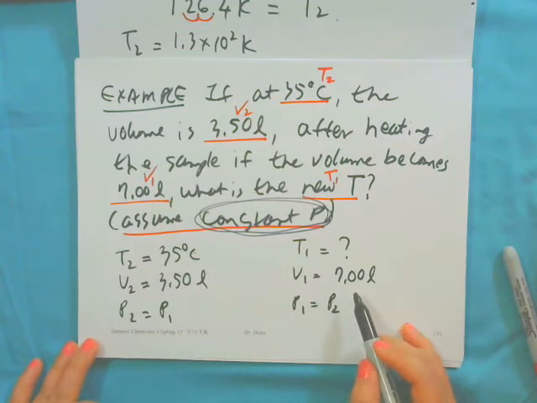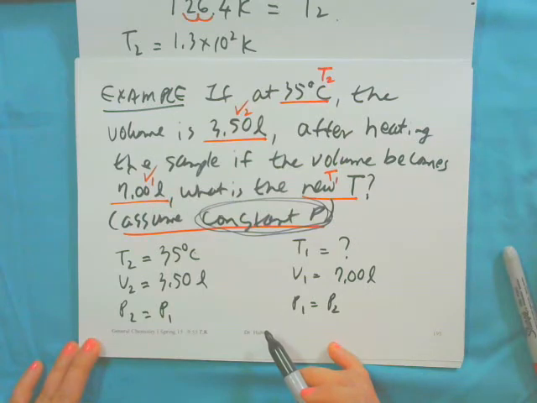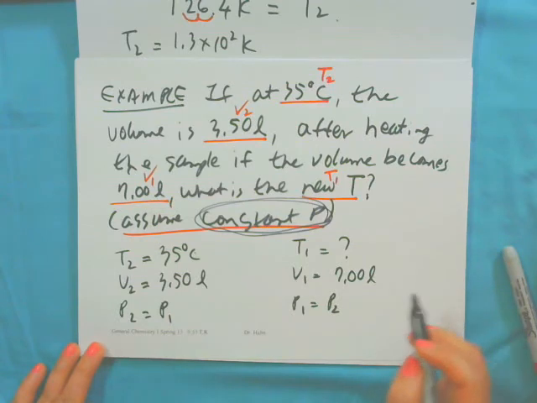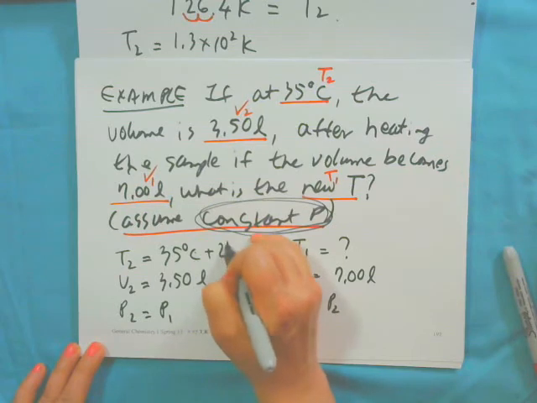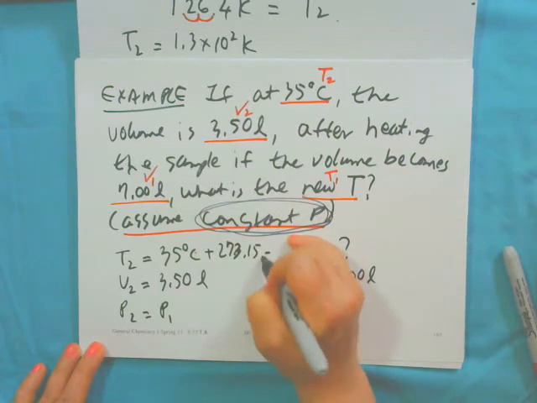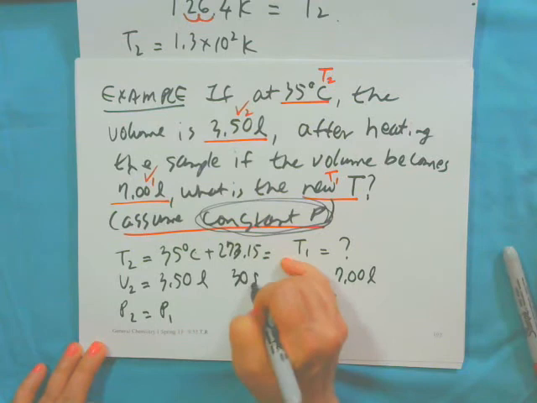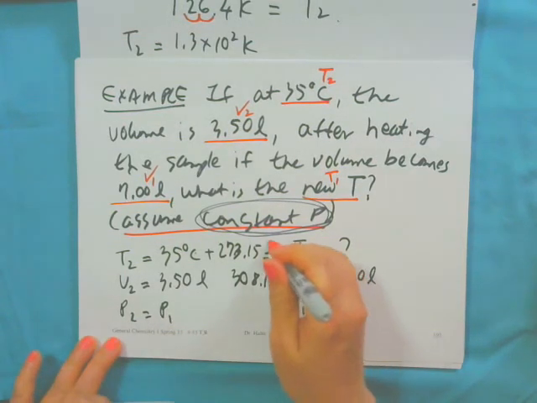Now, the other thing we have to watch out for is this is in liters, so that's fine. We can use that unit. But this is in degrees Celsius, and we know that when we do our temperatures, we really need to have temperatures in Kelvin. So to convert from degrees Celsius to Kelvin, all I have to do is add 273.15. And that's going to give us our temperature 2 in Kelvin, which is 308.15 Kelvin. So there's my temperature in Kelvin.